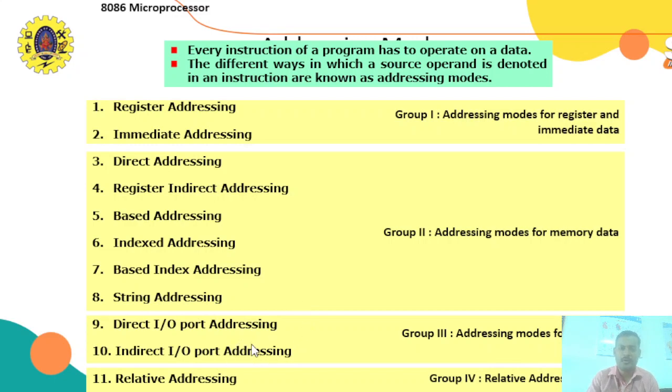For an IO port, we can mention the address directly or indirectly. That comes under group 3, the addressing modes for IO ports. If the address is mentioned directly, it is direct IO port addressing. If the address is mentioned indirectly using a register, it is called indirect IO port addressing. Then group 4, relative addressing mode, means a particular location relative to this, whether plus or minus. And the last one, implied addressing mode, means the address or data is present in the instruction itself. We can see each one in detail.